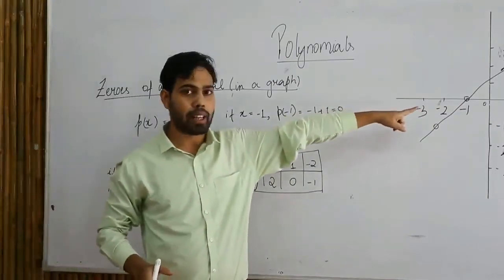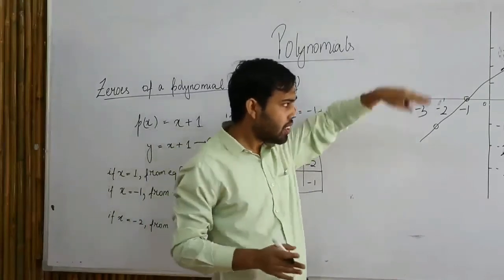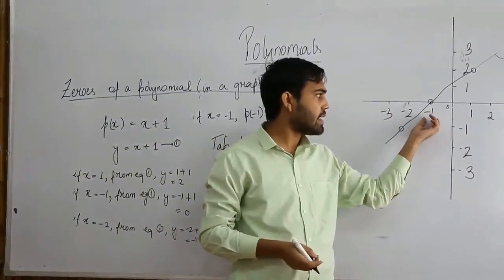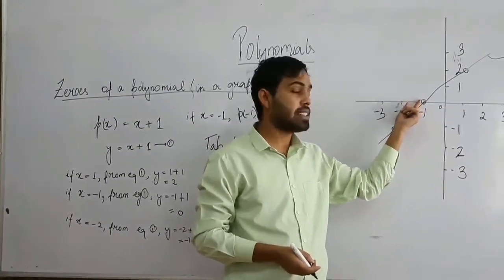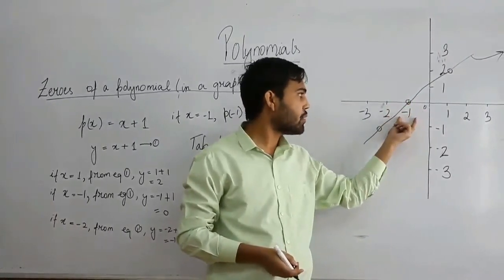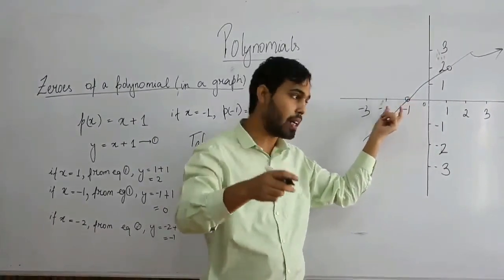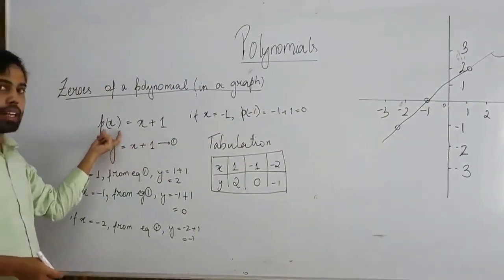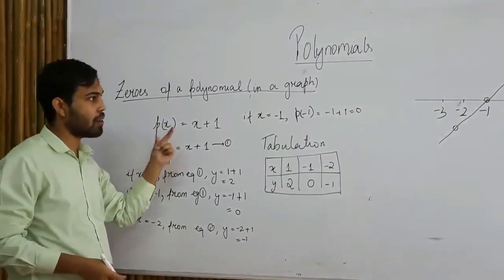Let us look from the graph. Is it saying so? You see in here, when x is equal to minus 1, my y is equal to 0. And what was y? It was the polynomial. I replaced p of x by y. So y was the polynomial.